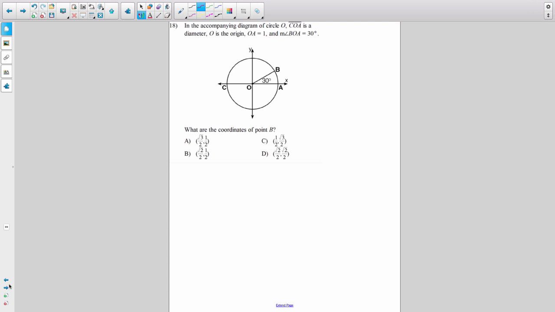Okay, another unit circle question. I'm looking at 30 degrees. In the accompanying diagram, circle O, diameter QA is 1, measure of angle BOA is 30 degrees. What are the coordinates of point B? Okay, remember, coordinates on a unit circle are cosine, sine. So if I only knew the cosine of 30 and the sine of 30, I'd be in business.